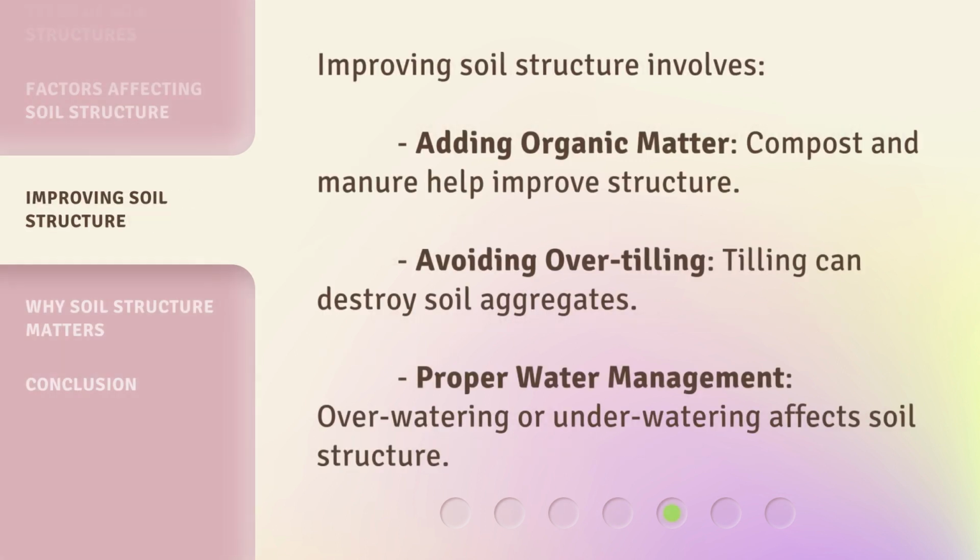Improving soil structure involves adding organic matter. Compost and manure help improve structure. Avoiding over-tilling. Tilling can destroy soil aggregates. Proper water management. Overwatering or underwatering affects soil structure.